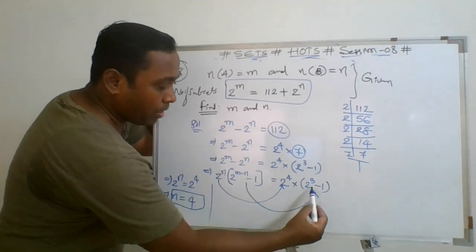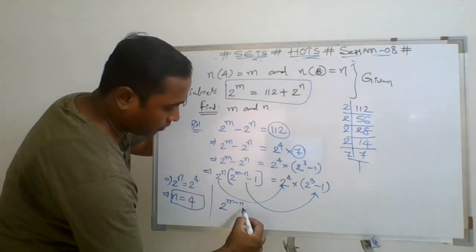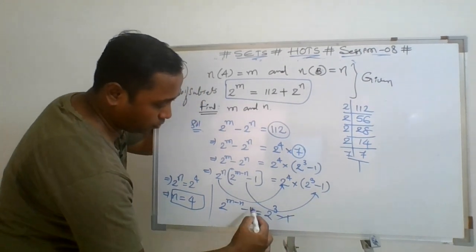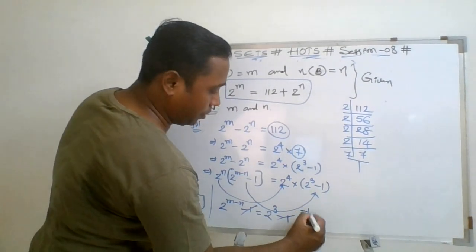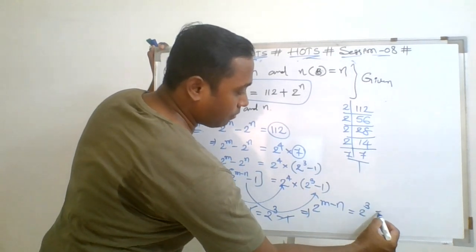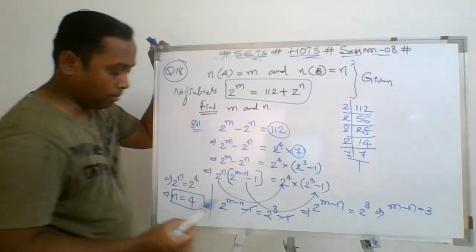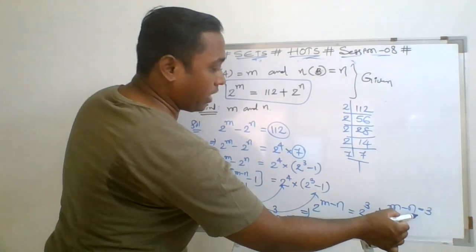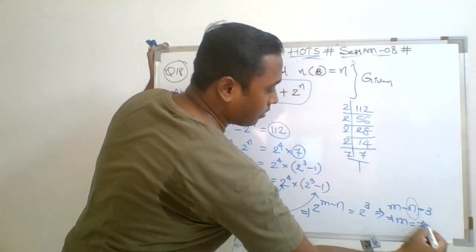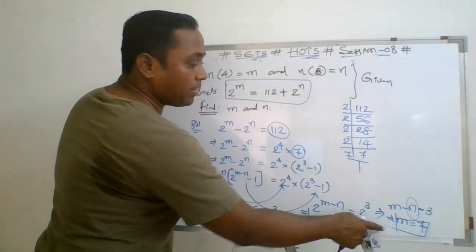Similarly, if I compare the other two parts, 2 to the power of m minus n minus 1 is equal to 2 cube minus 1. So minus 1 gets cancelled, which implies that 2 to the power of m minus n is equal to 2 cube, which also implies that m minus n is equal to 3. But n is already equal to 4, so I can substitute 4 here. So ultimately m would be 7. So I got the answer. n is 4, m is 7.